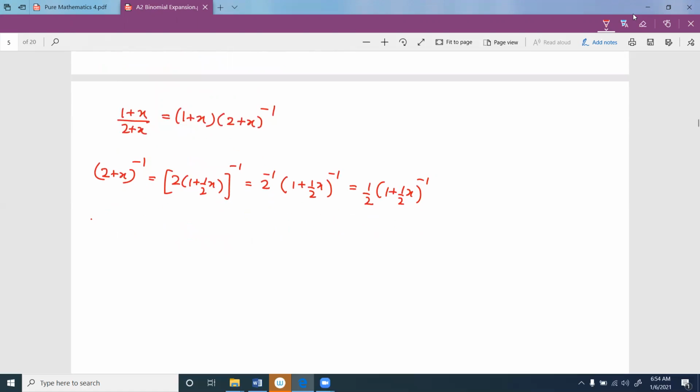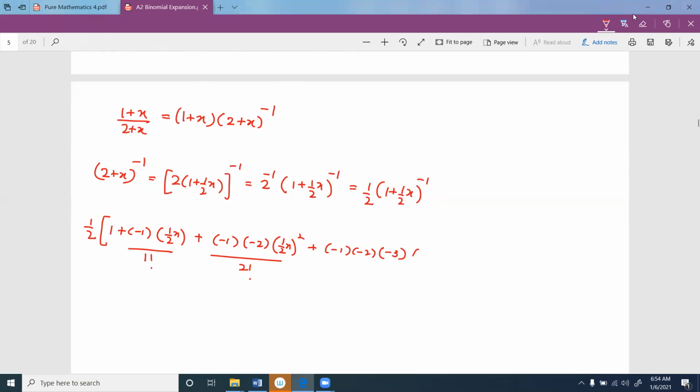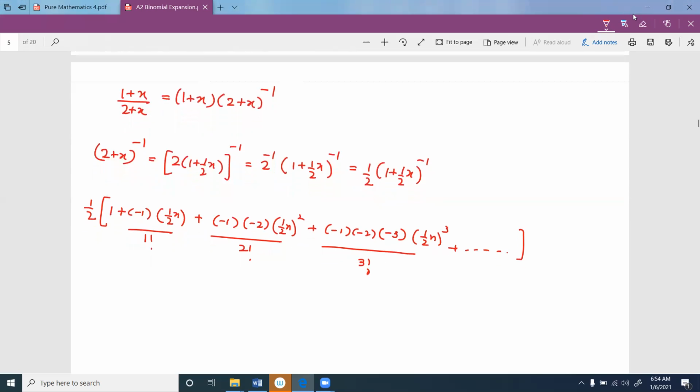So you can say this is half. We'll do this expansion: 1 plus n times x, that is n minus 1 times half x over factorial 1, then n minus 1, n minus 2, half x to the power 2 over factorial 2, then half x to the power 3 over factorial 3. We can write any number of terms, but usually we write 3 terms. It goes further, it's an infinite series. So that one you have to keep in your mind.